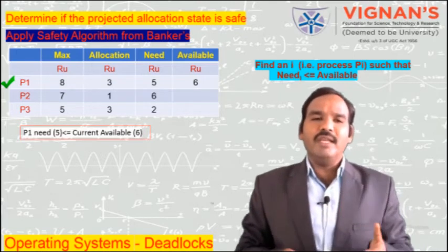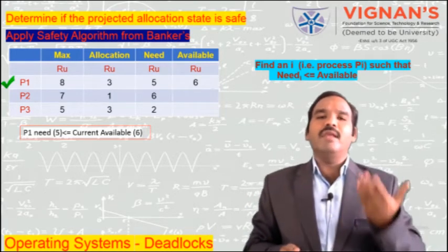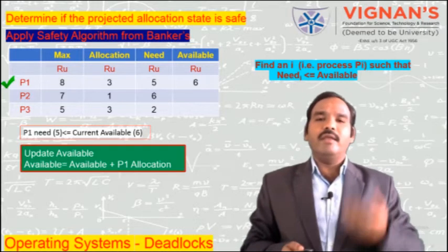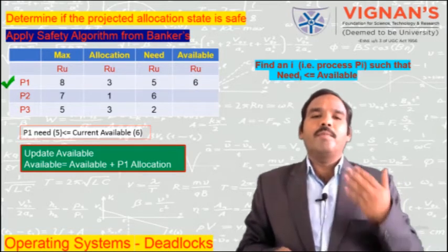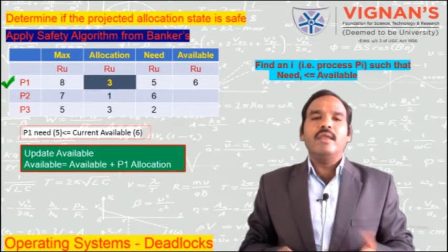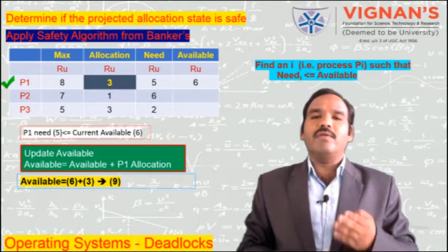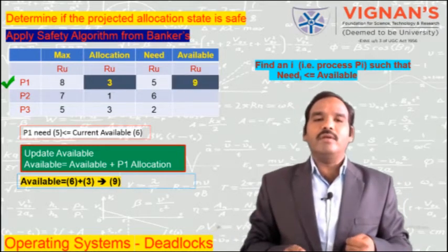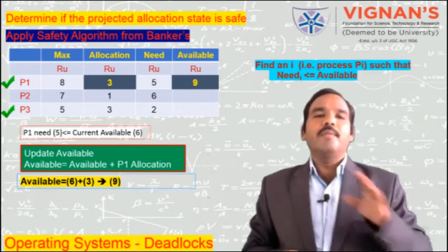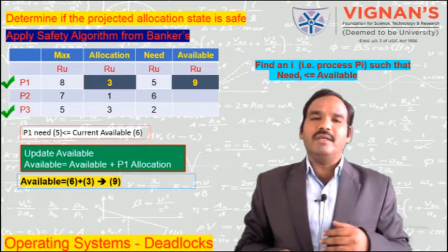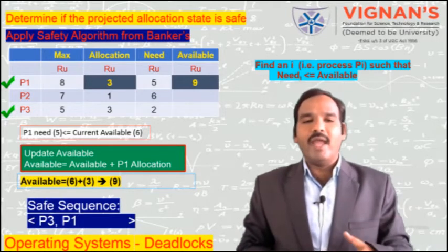So what is the P1 need? P1 need is 5, and 5 is less than or equal to the current available of 6, so this condition is satisfied. Then update the available: available equals available plus P1 allocation. P1 allocation is again 3, so 6 plus 3 equals 9. Now availability is updated. Two processes, P1 and P3, are completed. The safe sequence so far is P3 followed by P1.